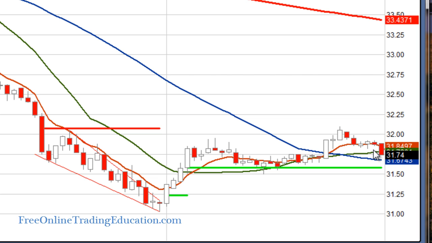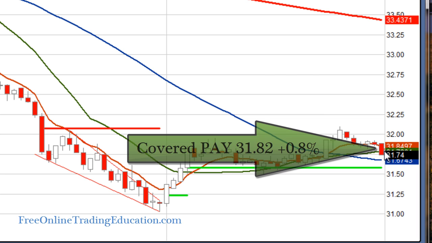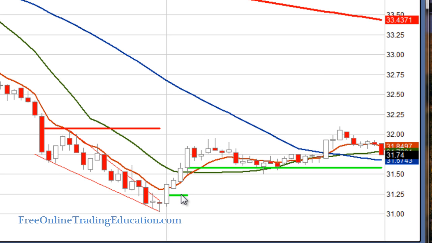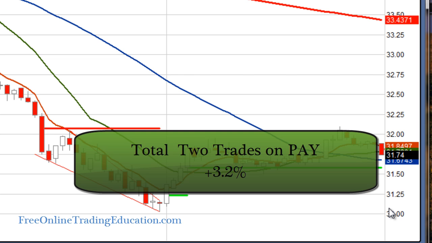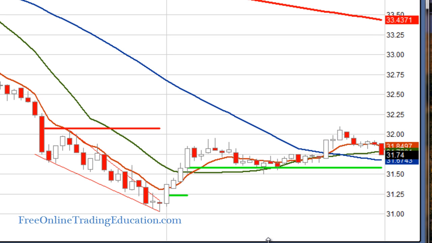And then bam, I pulled my stop up underneath the 8 EMA, and it took me out right here at 31.82 for 0.8%. So these two trades together, from here upward to here, were a total of 3.2%. The lesson here is that when you are short in a formation that is actually a bullish formation, you'd be ready to exit and or reverse at a moment's notice as soon as it begins to break to the upside on this bullish pattern.